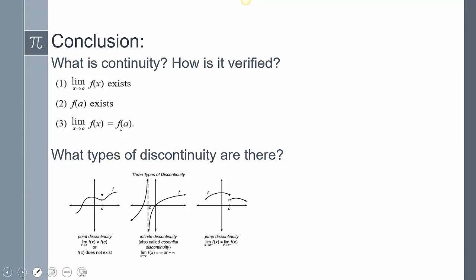Now, what types of discontinuity are there? The first is a point discontinuity. And so that's going to be this scenario here where there's an instantaneous blip, or a point in which it's discontinuous, but the rest is going to be continuous. The infinite discontinuity where it approaches infinity. And then the jump discontinuity where it looks like it jumps. Now, the reason why all 3 of these have to be true is because it accounts for all 3 of these types of discontinuity.